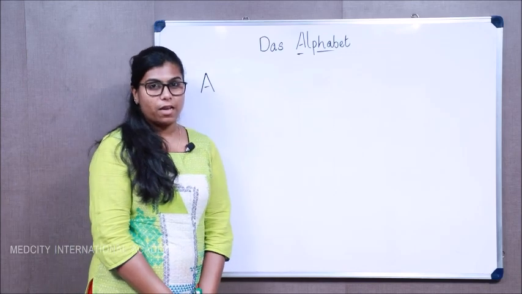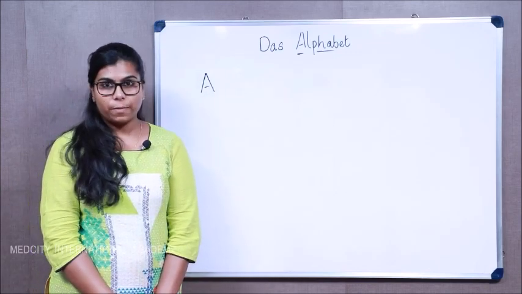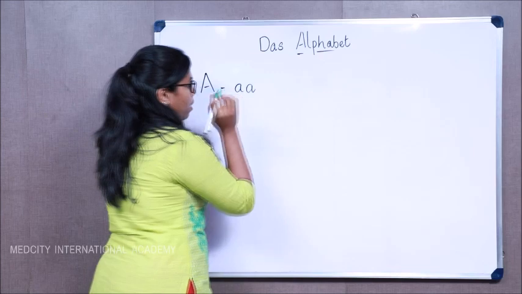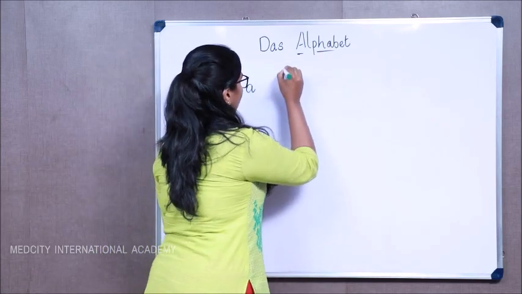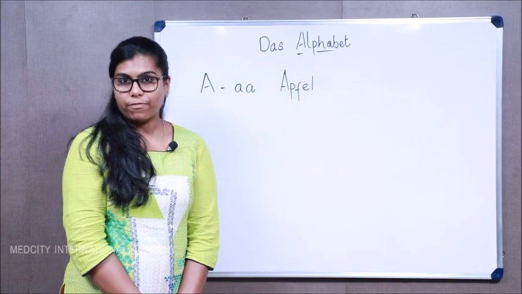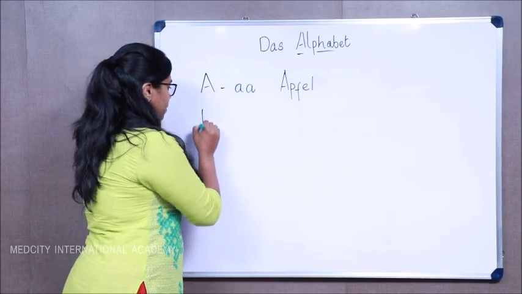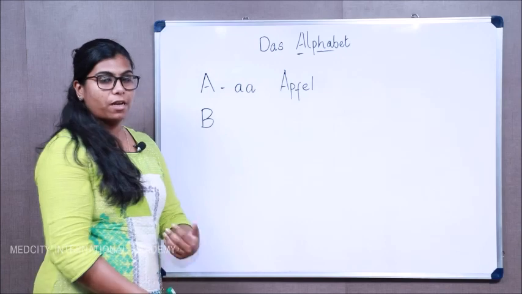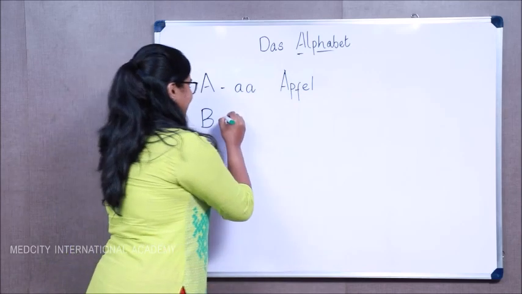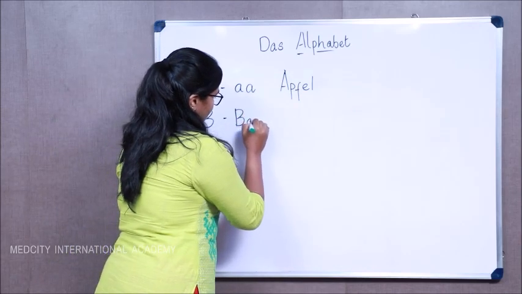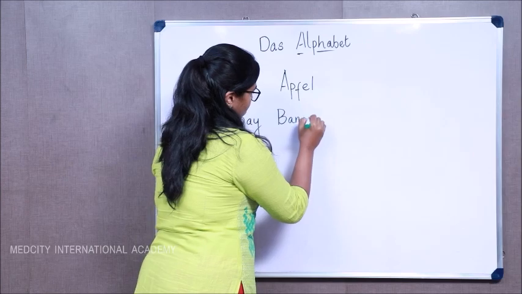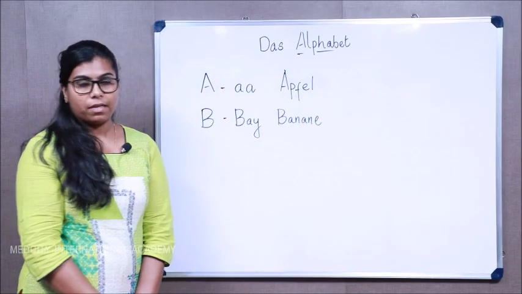In English, it is pronounced as A, and in German, it is A. For example, A for apple. The next one is B. It is pronounced as B in English and B in German. Example, Banane, that is banana.